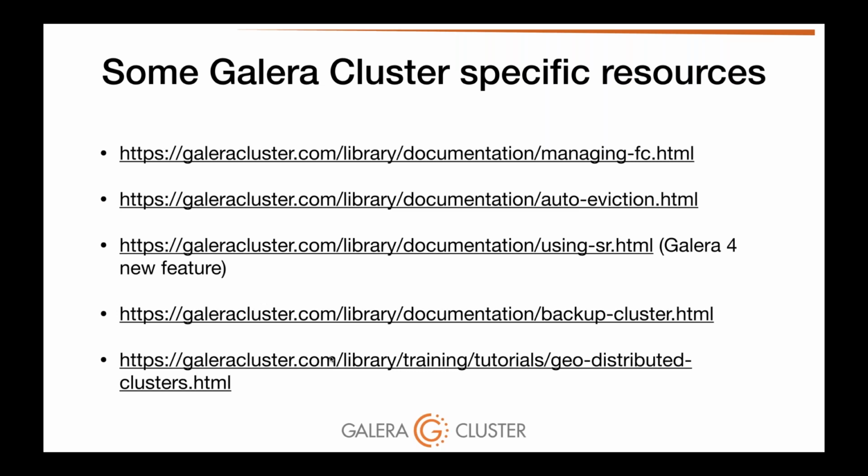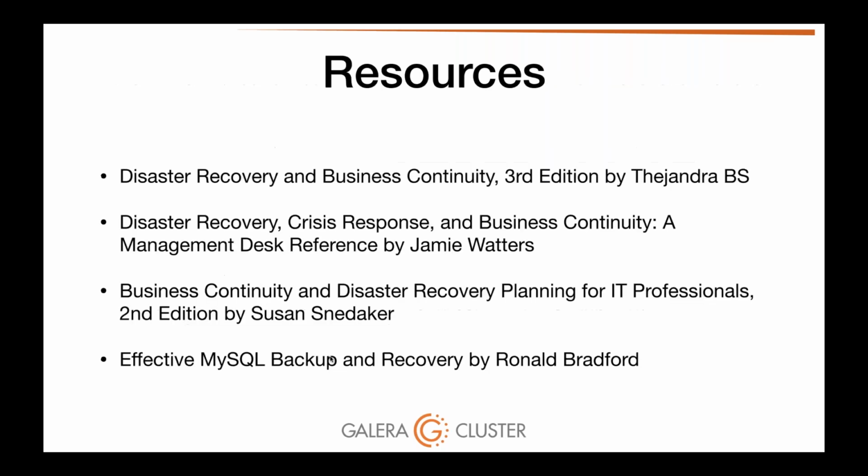The whole, again, 3 nodes per data center, 3 data centers, and we have got a bit of a tutorial on how you could set up a geo-distributed cluster as well. It turns out disaster recovery is an extremely popular topic, and you could read a bunch of books on it as well, some with mathematics in it. So disaster recovery and business continuity is a pretty good resource. Disaster recovery, crisis response, as well as business continuity management desk reference, also a pretty good resource. Business continuity and disaster recovery planning for IT professionals.